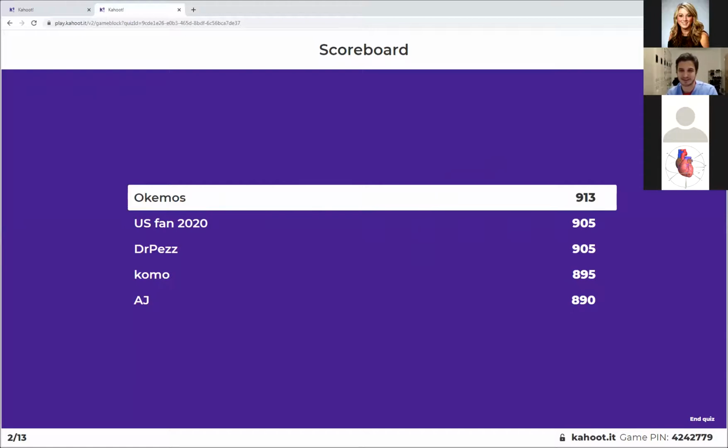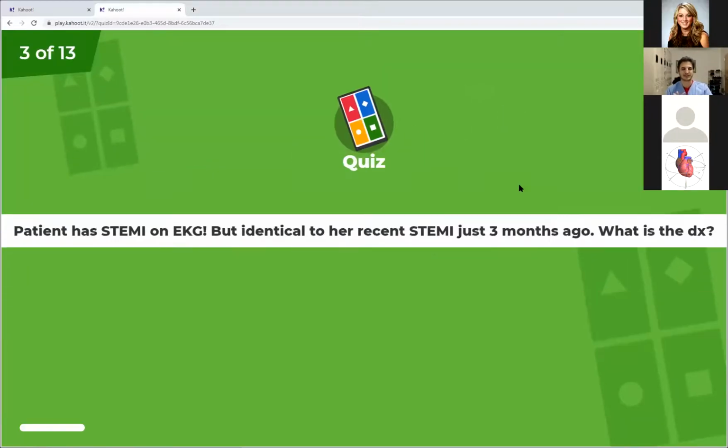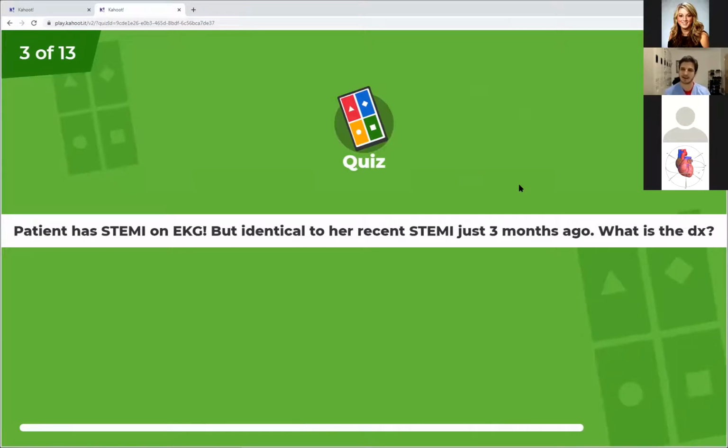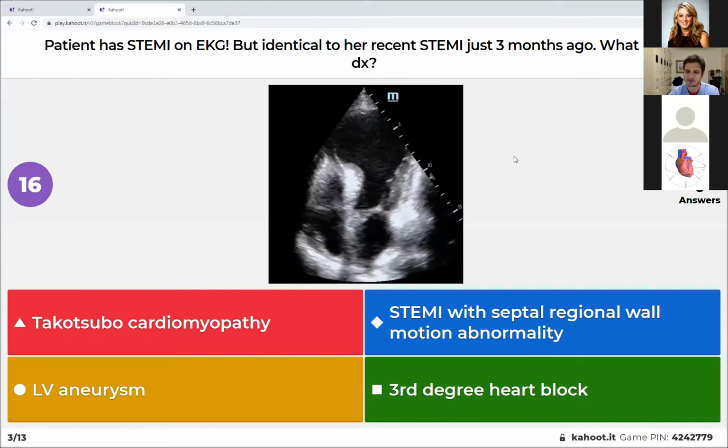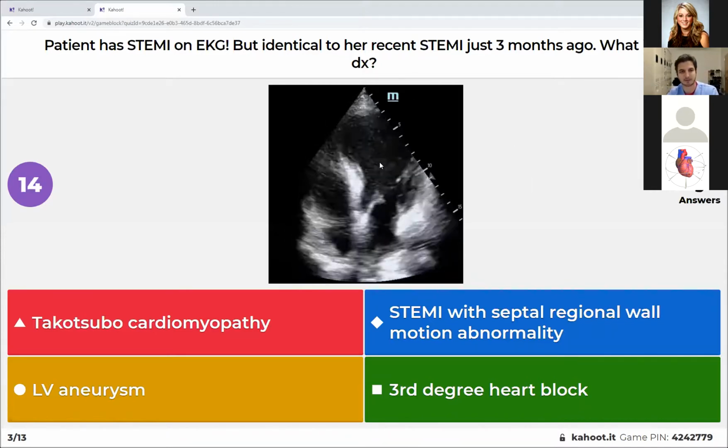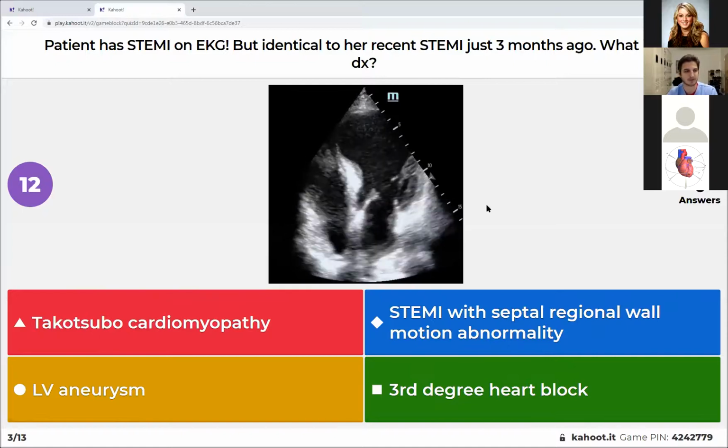Okamus is in the lead. Nicely done. All right, first good question. This is a patient who came in. She has a STEMI on her EKG. Uh-oh. But we noticed that it's identical to the STEMI she just had 3 months ago. So we stick an ultrasound probe on the heart. This is the apical four-chamber view, and we see something kind of goofy going on in here.